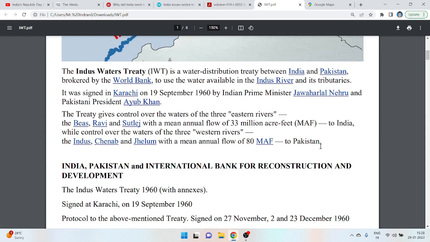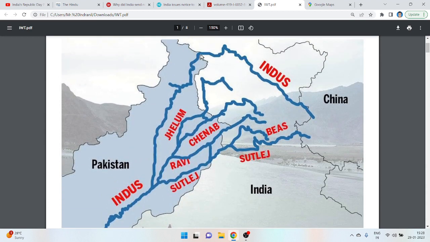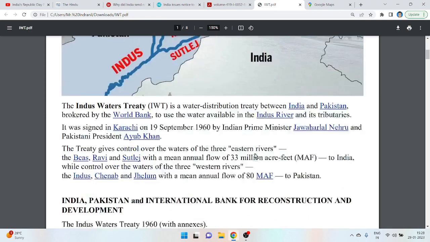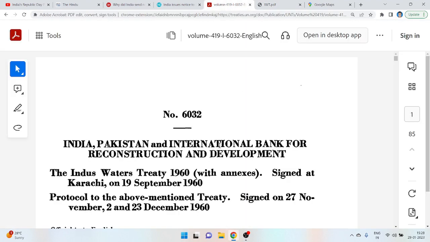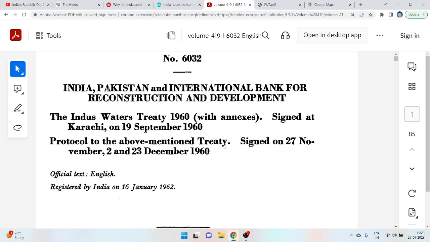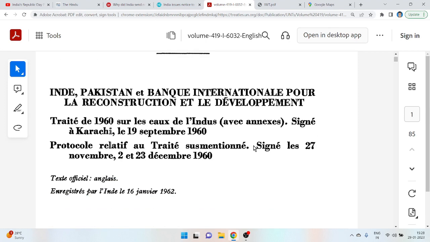So, Pakistan is allowed to use 80 million acre feet, because these 3 rivers, Indus, Jhelum and Chenab, are carrying maximum water. 80 million acre feet of water will be used by Pakistan, and 30 million acre feet carried by these 3 rivers, Ravi, Beas, Satluj, will be used by India. That is the treaty. Now, if you look at the PDF of this treaty, you should know what the inside story of this treaty is.